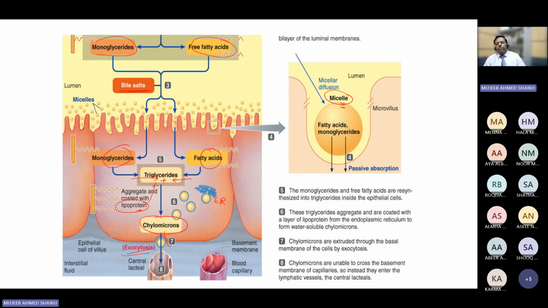And where will it go? Will it go to the capillary or where? It is going to the central lacteal. Yes, it is a lymphatic. It will move into the lymph. Fat will go to the lymph. Central lacteal will go where?